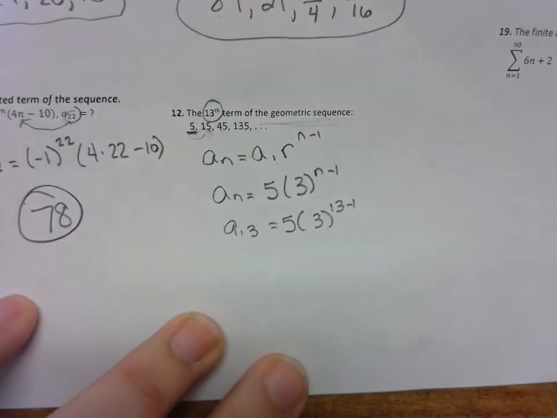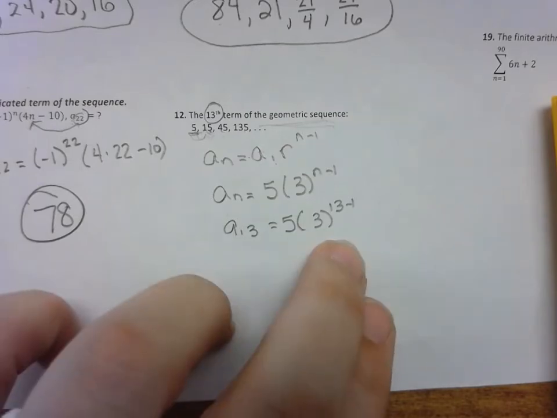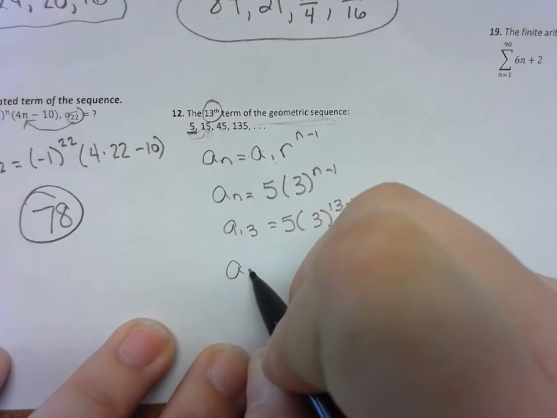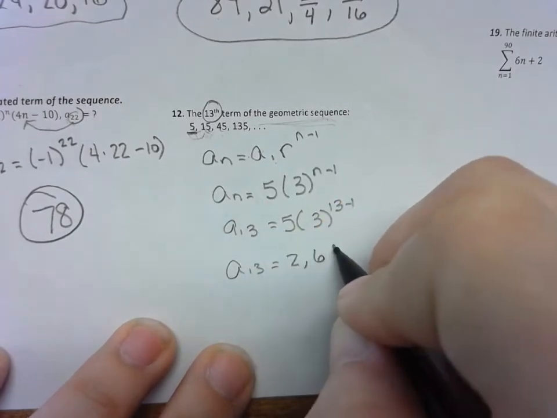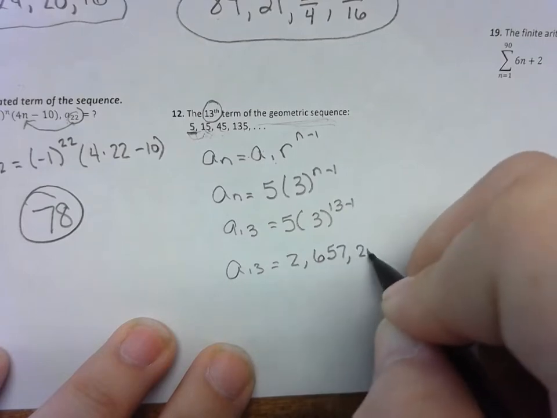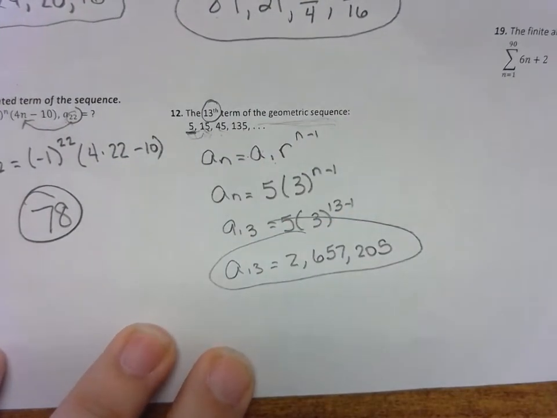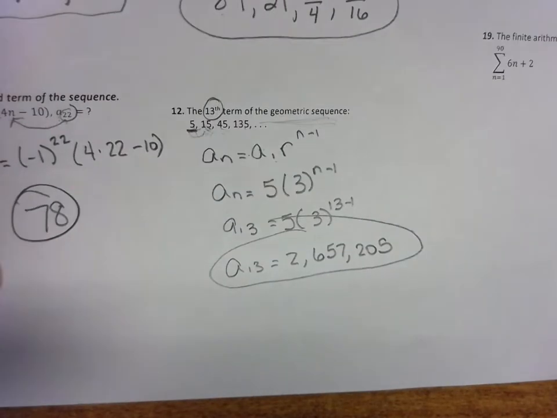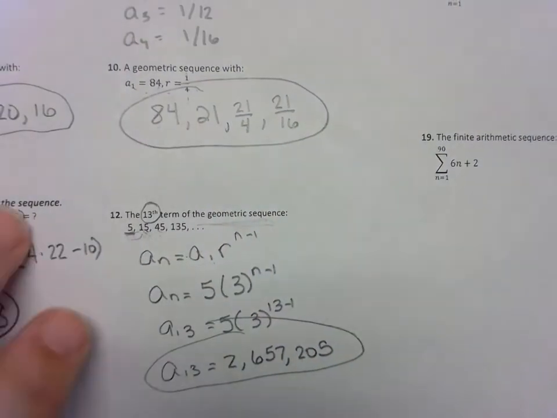Okay, plug that into your calculator. 5 times 3 to the, that'll eventually be the 12th power. Get a pretty large number here. Your 13th term is 2,657,205. Okay. Feel free to pause the video at any time and make sure you understand that. If not, for geometric notes, look back at your 11.3 notes.